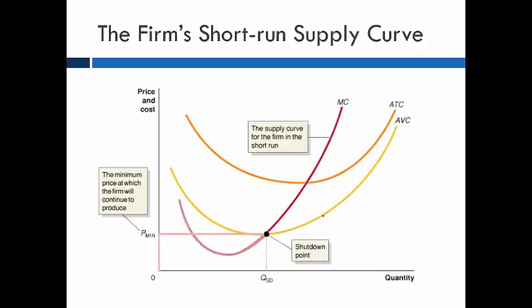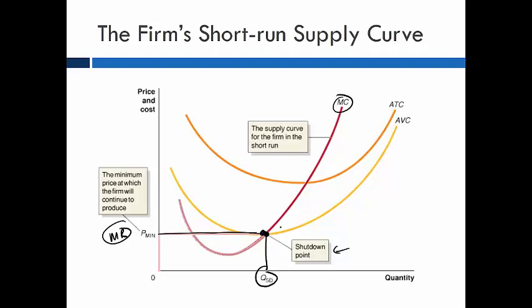So this one is showing you, I put this one in here to show you the shutdown point. So this is your marginal revenue, which is the price, right? And so you're still going to find where marginal revenue intersects marginal cost, which is right here. That's the best you can do, as long as that covers your variable cost.